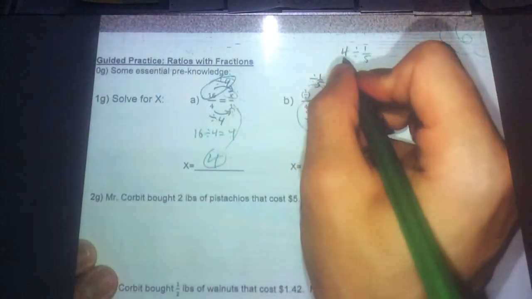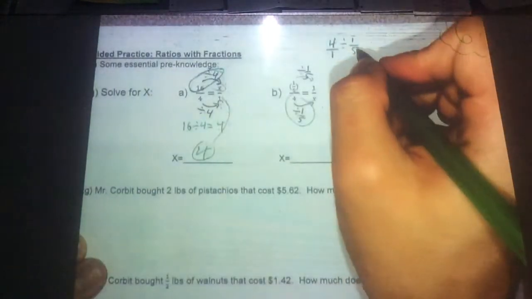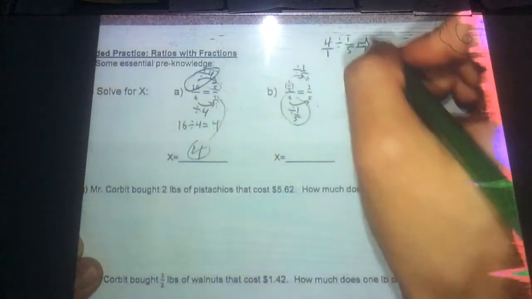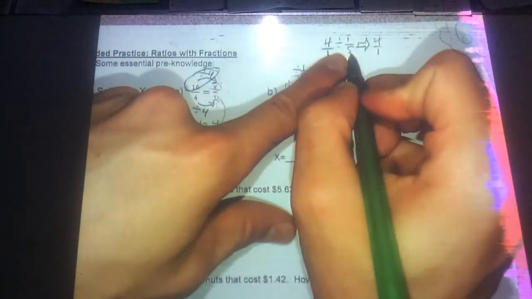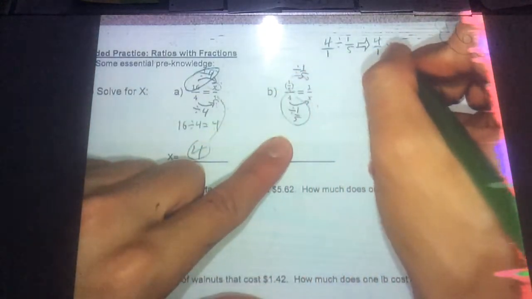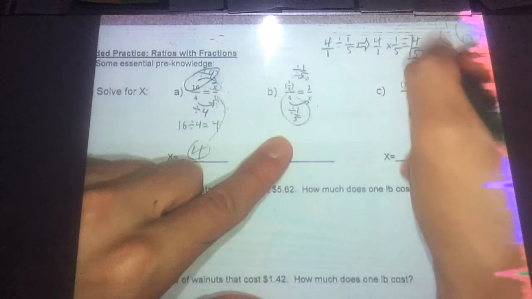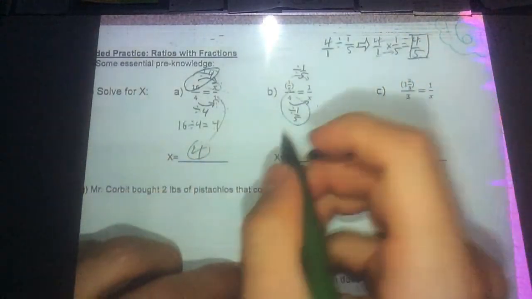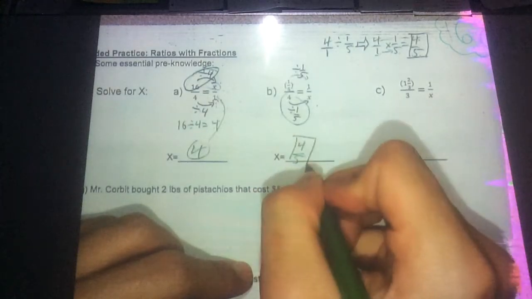Now, what we're going to want to do is write 4 as 4 over 1, and then use our multiplying and dividing rules. So this turns into 4 over 1. Remember, when we're dividing fractions, we're going to flip it and then multiply, times 1 over 5 is equal to 4/5. 4 times 1 is 4, and 1 times 5 is 5.